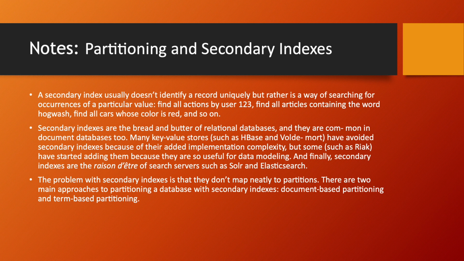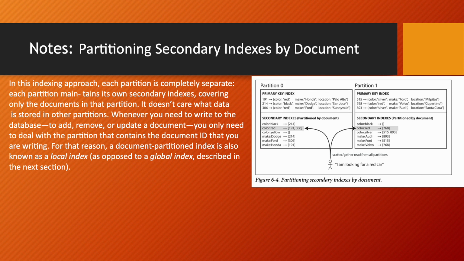The problem with secondary indexes is that they don't map neatly to partitions. There are two main approaches to partitioning a database with secondary indexes: document-based partitioning and term-based partitioning. Let's look at document-based partitioning. As the cartoon shows, this is partitioning secondary indexes by document.